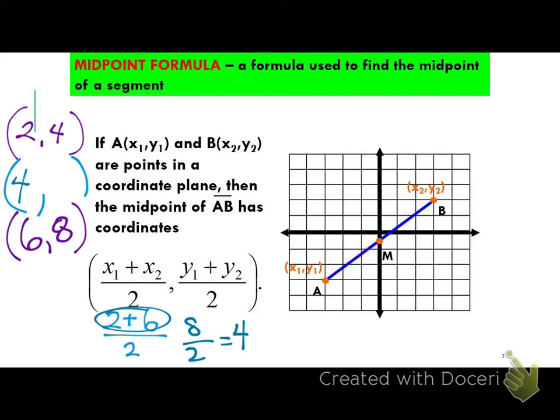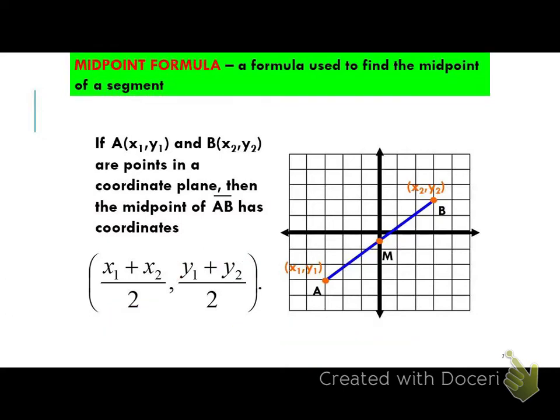Take the y's. What are the 2 y's of 4 and 8? 4 plus 8 is 12. Divide by 2, and that is 6. So we would get the same answer, just a little more work. So however you want to do it. If you have odd numbers, it is easier to do the formula, because sometimes you'll end up with a half.